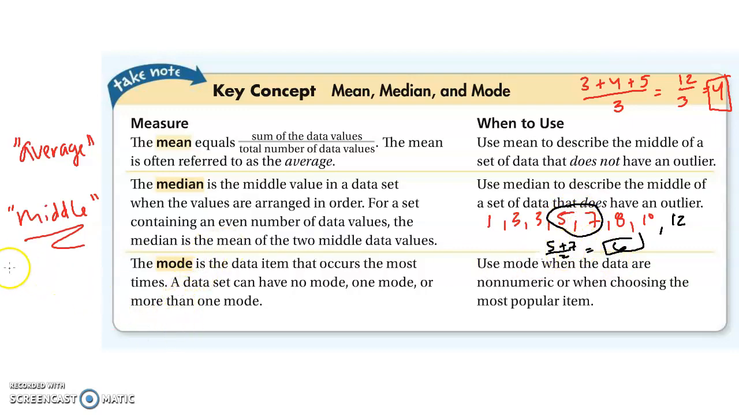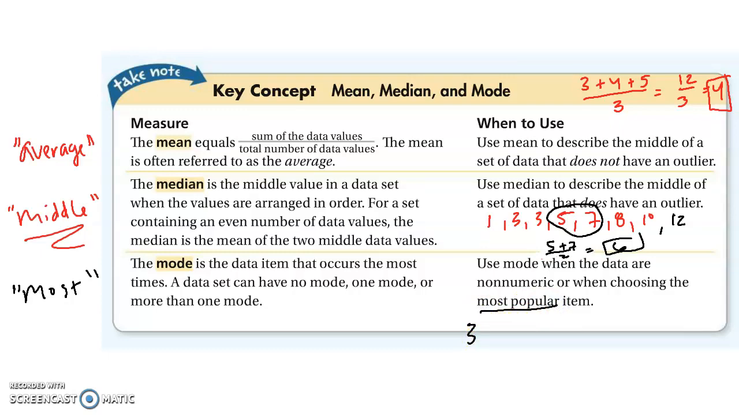All right. Mode, whenever we see the word mode, we want to think of the word most. It's the number that occurs the most. If I'm looking at these data points, which number occurs the most? Out of 1, 3, 3, 5, 7, 8, 10, 12, the mode in this case would be 3. It is the most popular item.